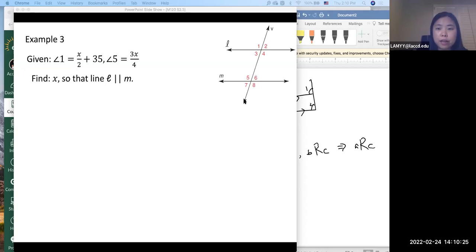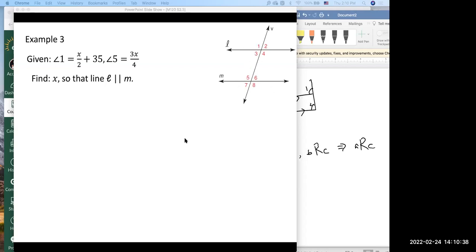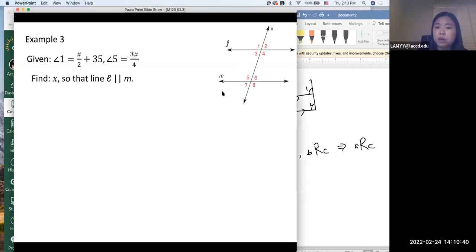So I want to find x so that line L is parallel to M here. Can you tell me what is the relationship between angle 1 and angle 5? Corresponding angles, right? The F here. Angle 1 is going to be congruent to angle 5. Corresponding angles are congruent. Make sure you state the reason to support your equation. And then you're going to substitute.